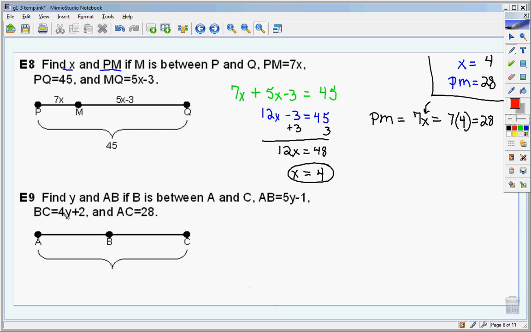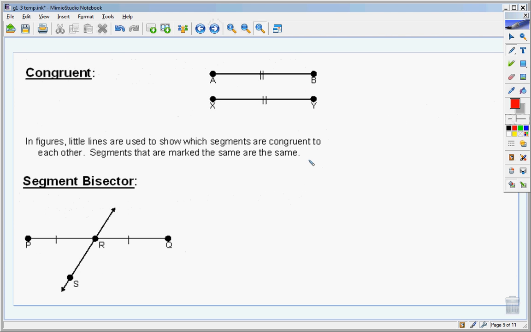For the sake of time, I'm going to skip example number 9. I think you can see what we're going to do. It says AB is 5y minus 1. It says BC is 4y plus 2. We're going to add those two together and set them equal to what? 28. But it's the same process. I do want to talk about things that are congruent.